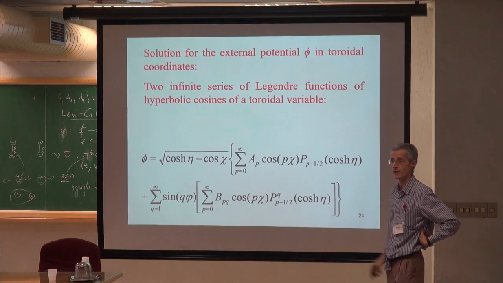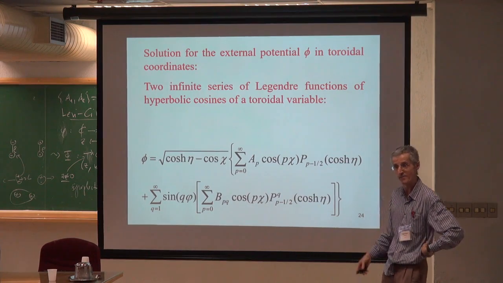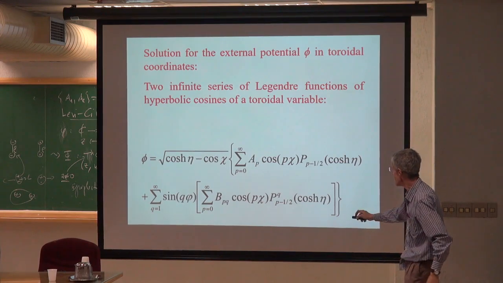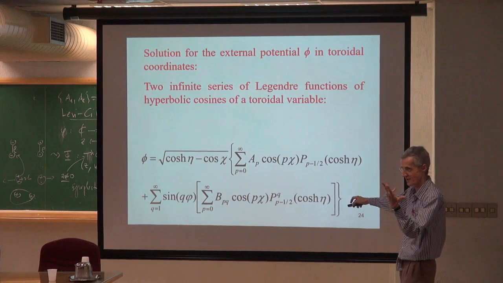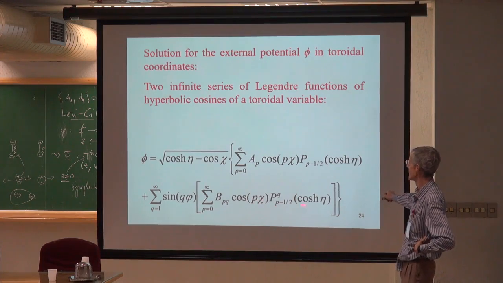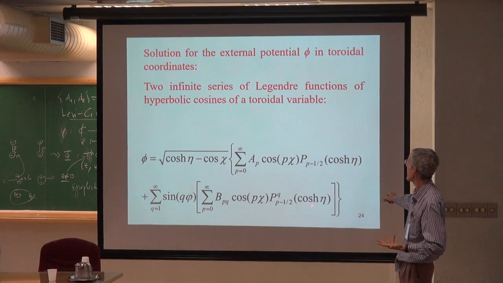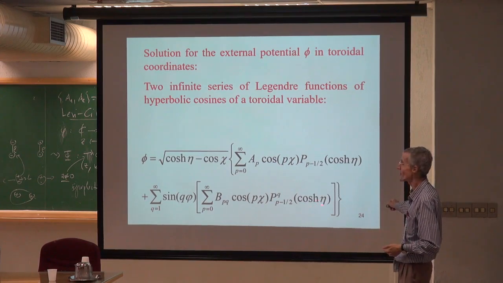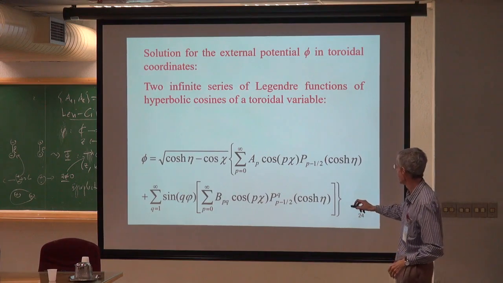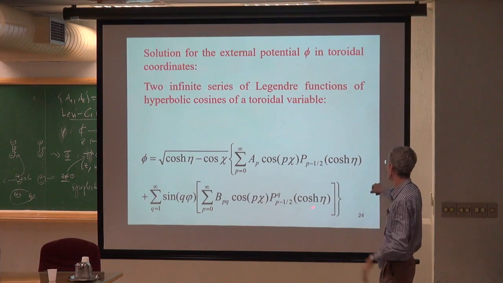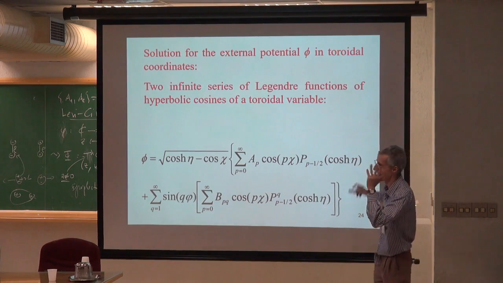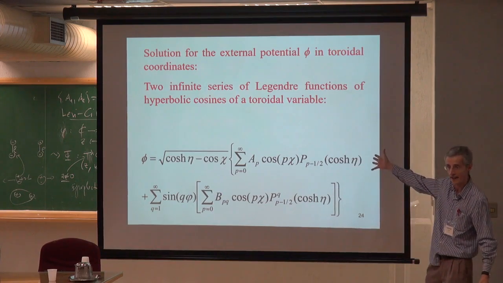So this is the analytical solution which we could find. It's amazing, but we could find the solution. But it's very, very complicated because it's based on two infinite summations of Legendre functions, where the argument of the Legendre function is a hyperbolic cosine of a toroidal coordinate. So forget about understanding that. You cannot understand it because it is two infinite series going from 0 to infinity of a Legendre function of a hyperbolic cosine of a toroidal variable. Very complicated. But we could find the analytical solution.